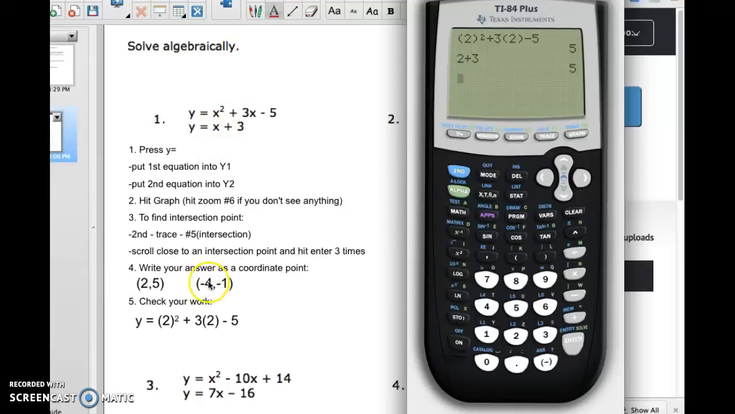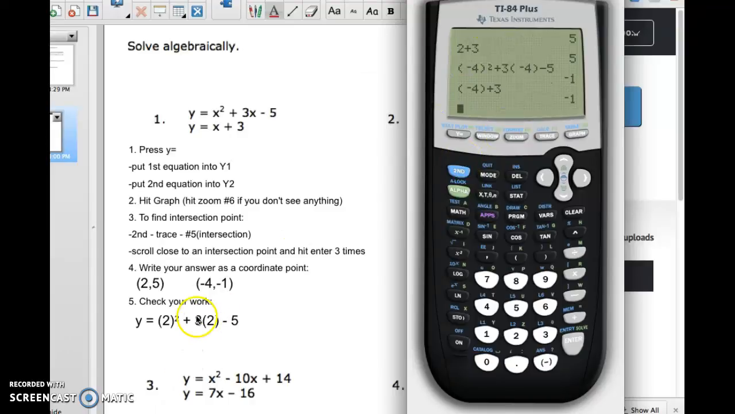If I want to check (-4, -1), I can go back to my quadratic function and scroll over, and instead of 2 I can put -4, and then instead of 2 here I can also put -4, and see if that gives me -1, and it does, so that works as well. And if I use that in my linear function, -4 plus 3, that also indeed gives me -1.